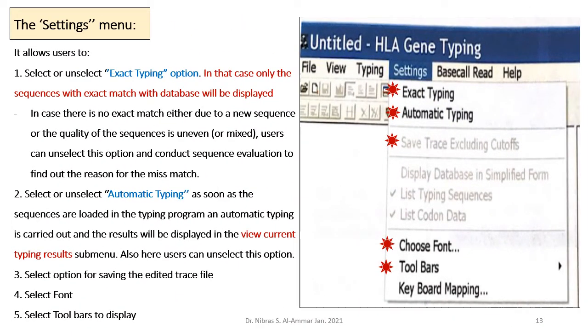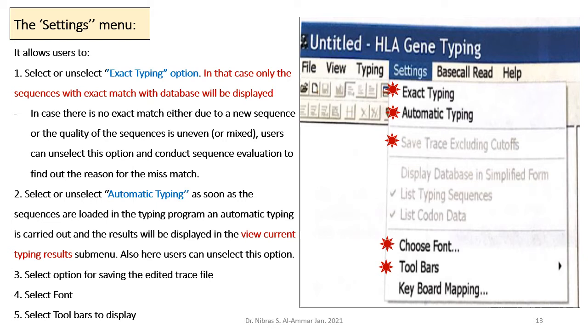Now the settings menu. By using this menu, we can select or unselect the trace typing option, or we can select or unselect automatic typing. In that case, only the sequences with exact match, when we select the exact typing option, only the sequences with exact match with database will be displayed.